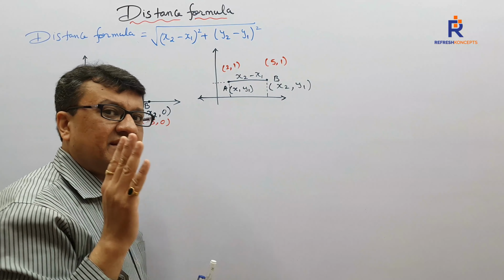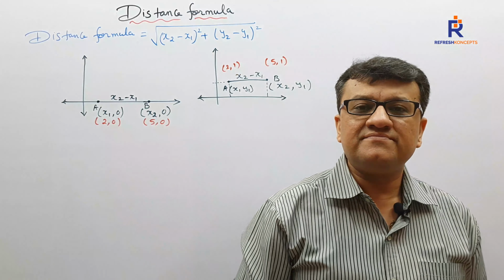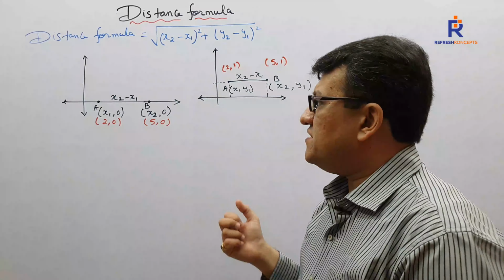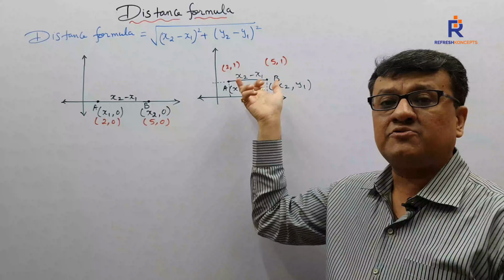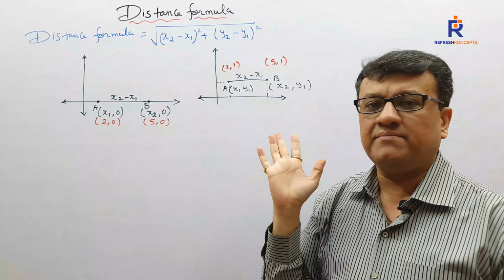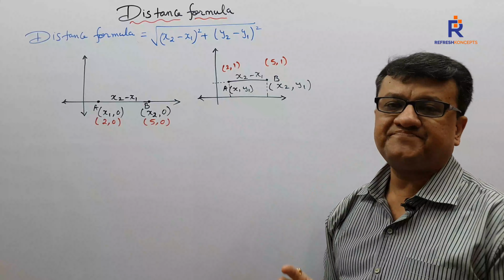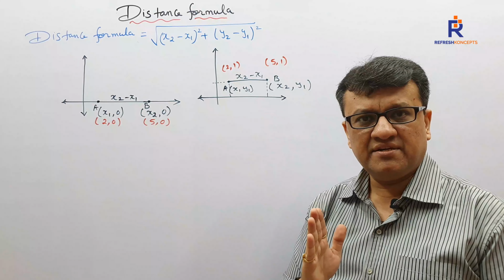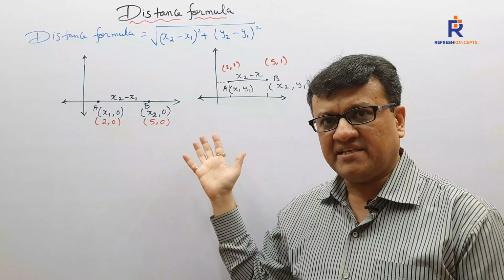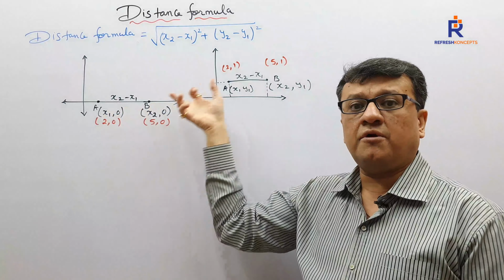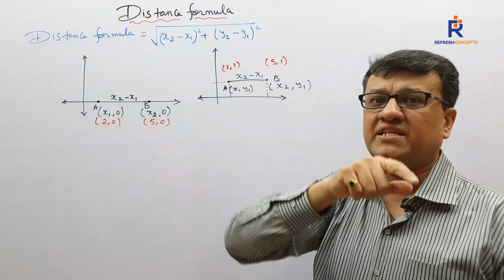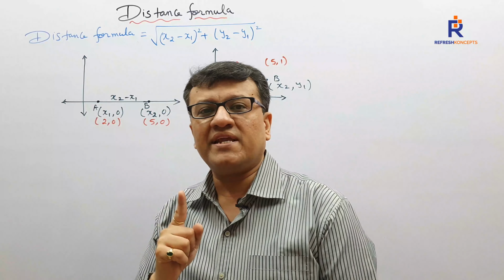So what is the summary of the last 2 minutes? If 2 points lie on x-axis or they lie parallel to x-axis, the distance between them is given by x2 minus x1. Right, children? Up till now what we have studied, if the 2 points lie on x-axis or parallel to x-axis, the distance between them is always given by x2 minus x1.